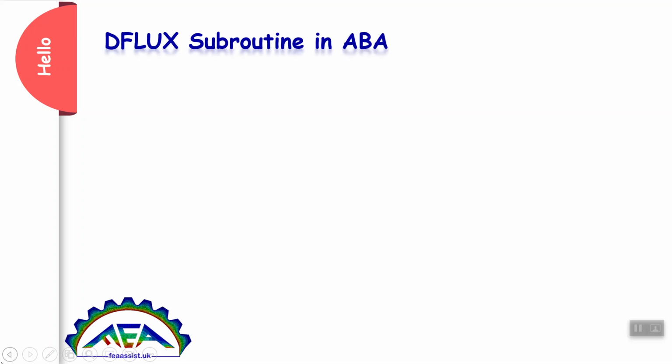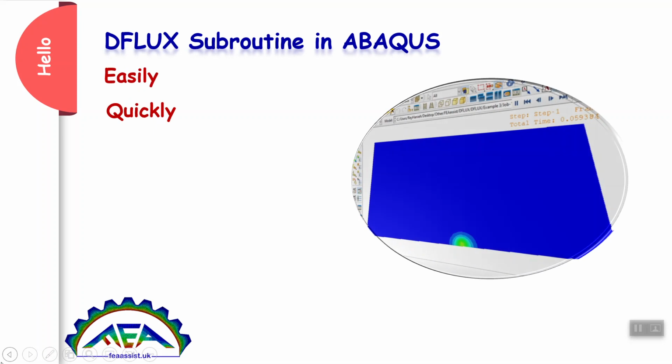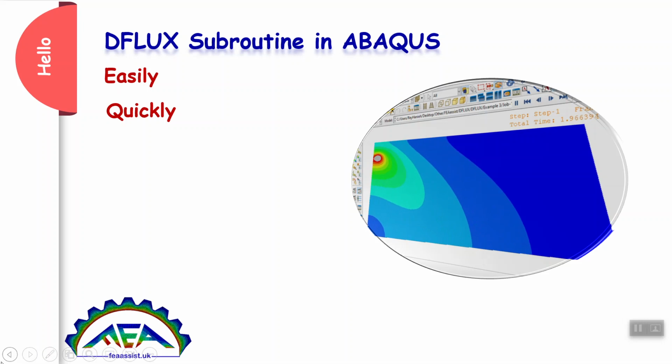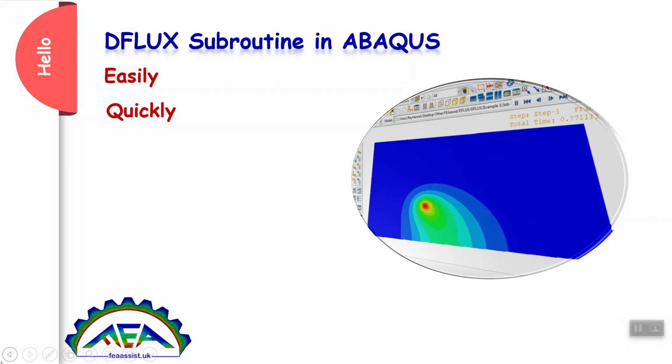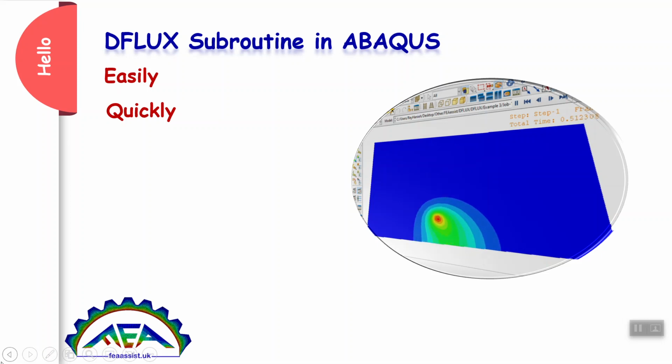Hello, do you want to learn the DFLUX subroutine in Abaqus easily and quickly? Indeed, DFLUX is a subroutine to define heat flux in heat transfer problems and mass flux in mass diffusion problems. In other words, if you want a movable heat source like a laser, or a movable object in your problems like carbon atom diffusion, you need to define a DFLUX subroutine.